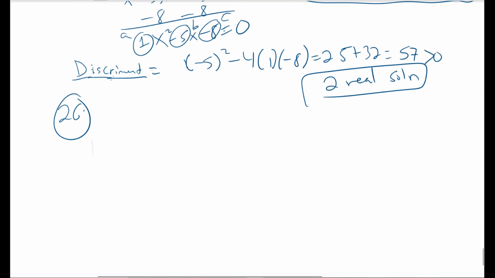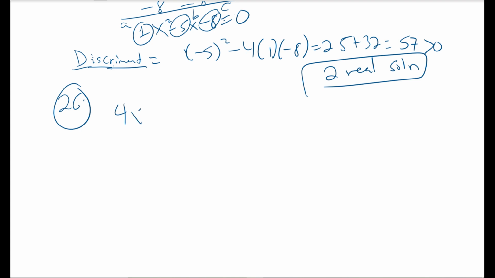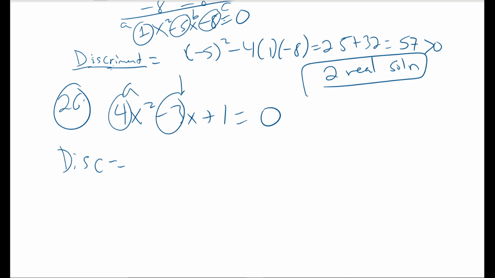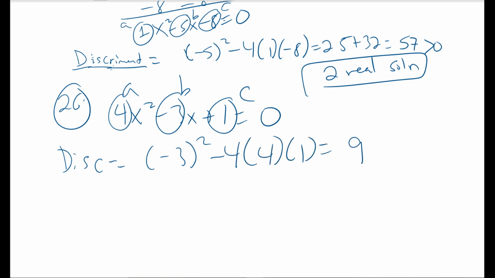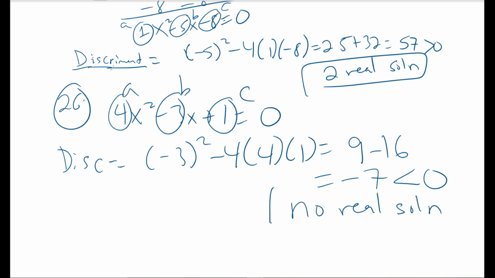We'll repeat this for number 26. This is already equal to 0, so you can go straight for the discriminant. So discriminant, this is a, that's b, and that's c. So b squared minus 4ac, 3 squared is 9, 4 times 4 is 16. So this is negative 7, which is less than 0, which is no real solutions. And that's how you identify the number of real solutions, using the discriminant.